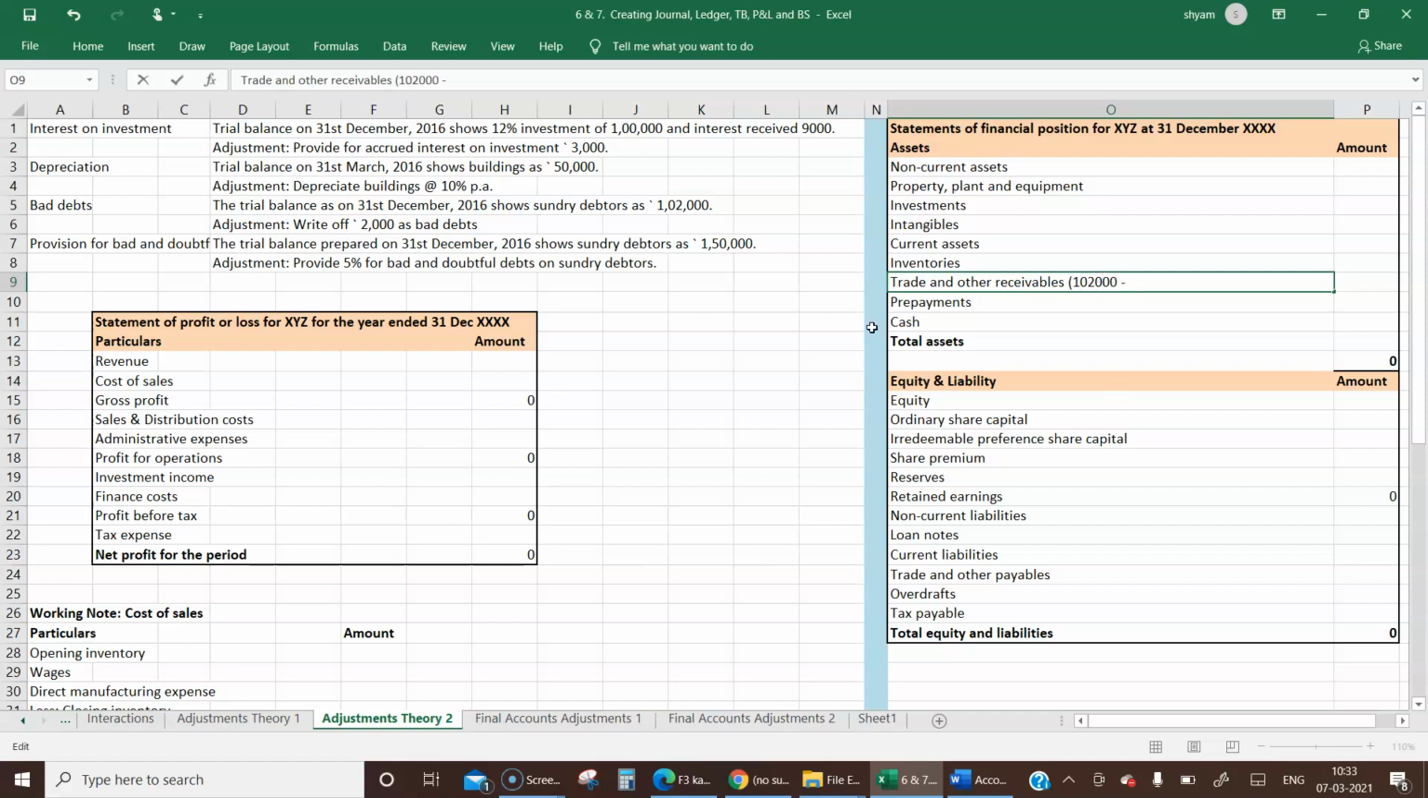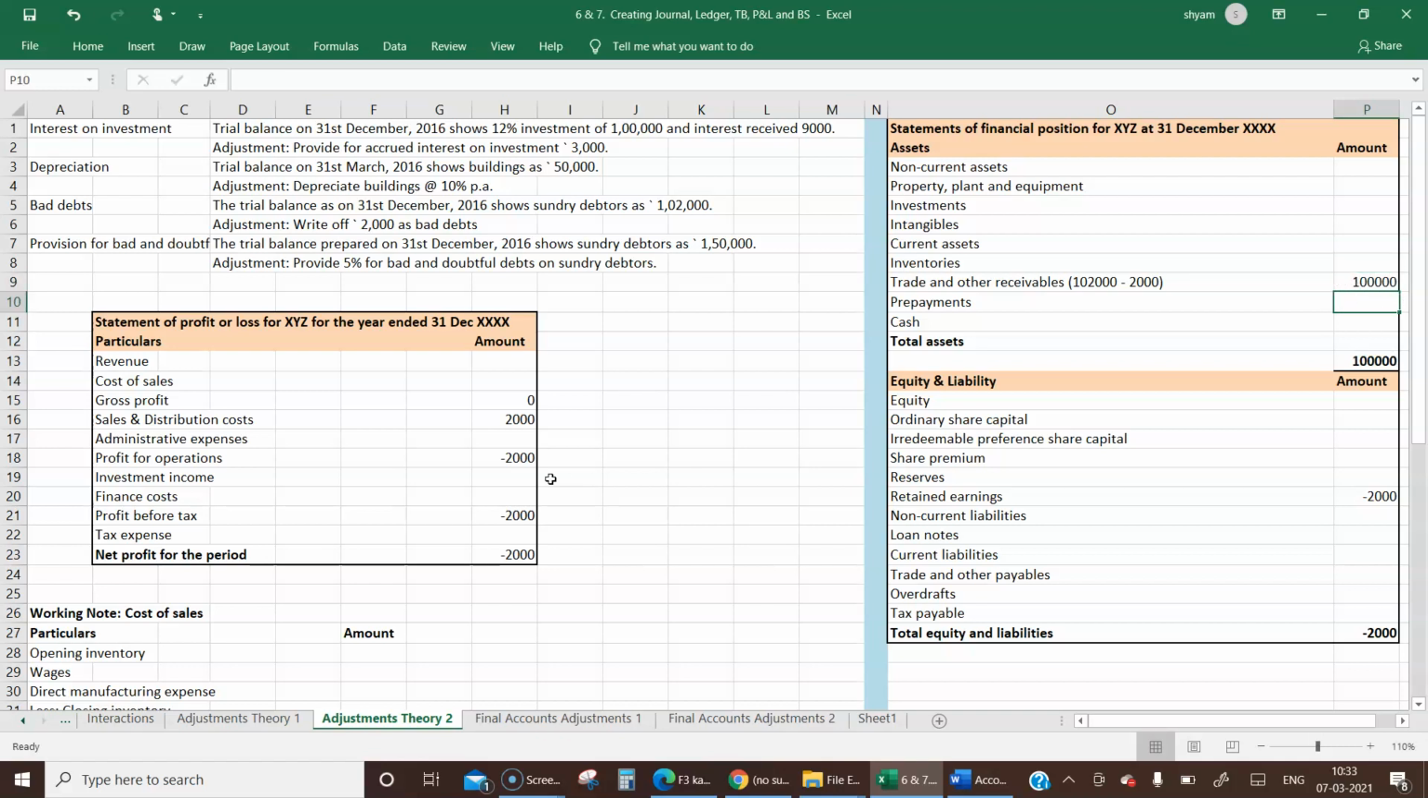Next one is bad debts written off, which is 2,000. As you write off the bad debt, it would be 2,000 here. It's a cost, so you book it as a cost, so it's 2,000 here. And the balance 2,000 should come in SOFP, right? One came in SOPL, the other should come in SOFP. So if you take it here, the balance amount would be 1 lakh.